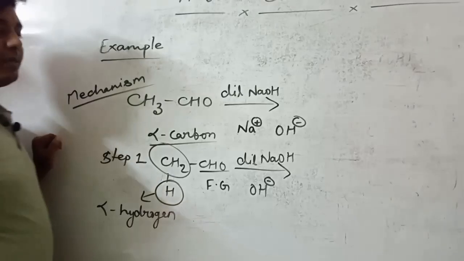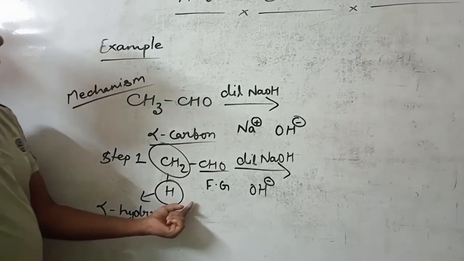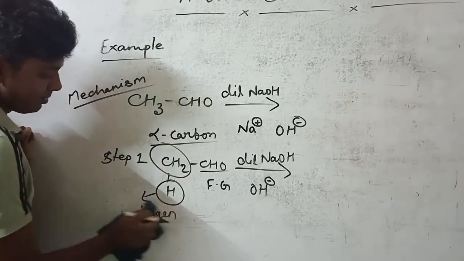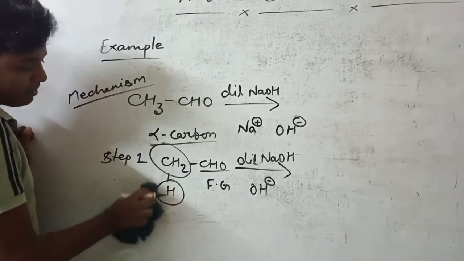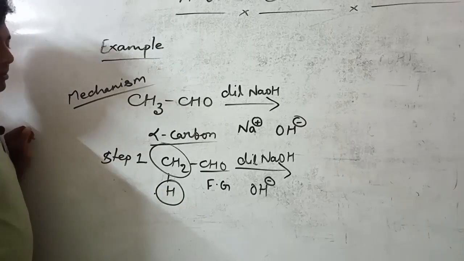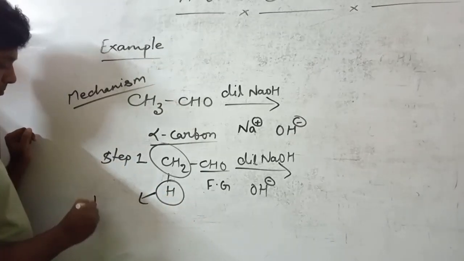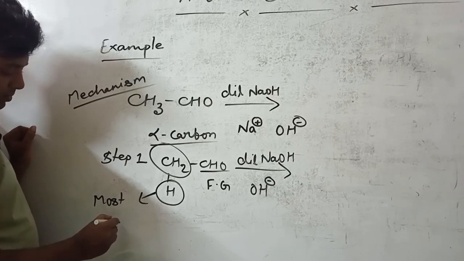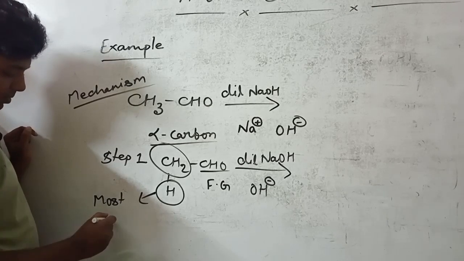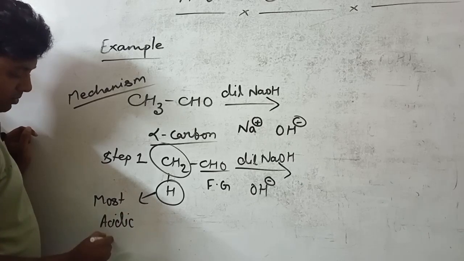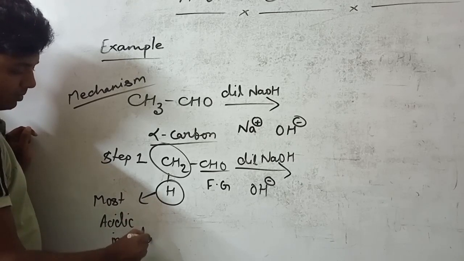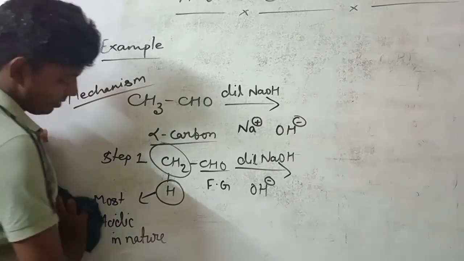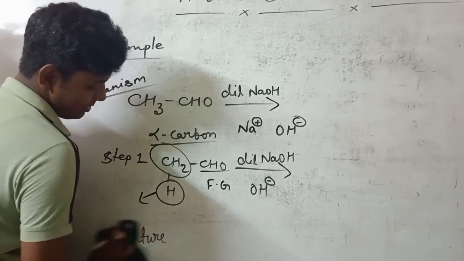Those compounds which contain alpha hydrogens undergo the aldol condensation. These alpha hydrogens are known as most acidic in nature. This hydrogen is most acidic in nature.